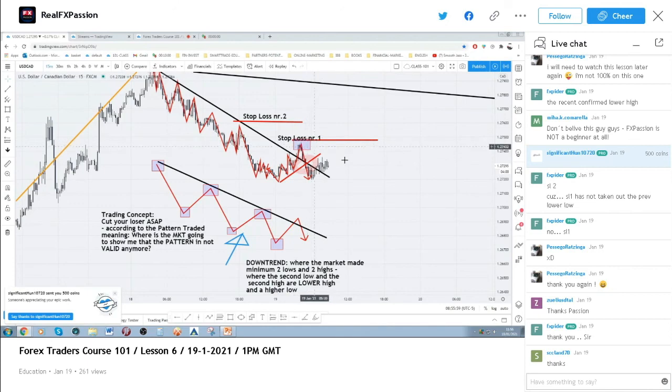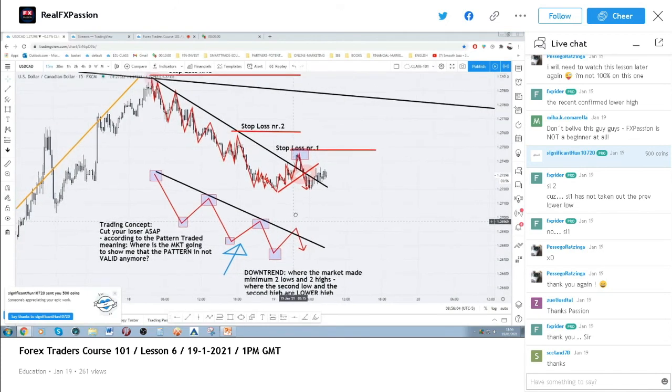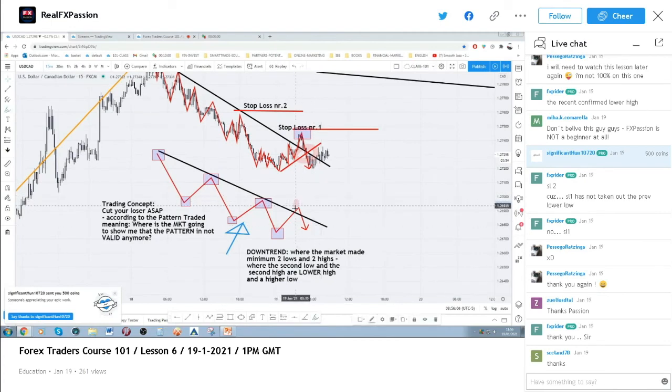Anybody else, why not stop loss number one? What's wrong with this one? Is this not a relevant high or whatever? Because stop loss one takes our low. Very good. Congratulations to you, Spider. Exactly, you are learning. Congratulations.